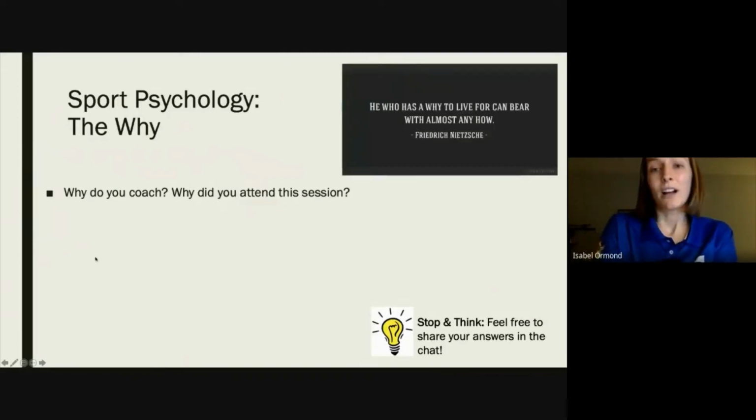Okay, so building onto this why, again, I'm going to invite you to think about why you coach and why you attended this session in the first place. Because we want to be letting people lead and learn in a safe environment. For me, I like developing this compassionate curiosity in athletes to figure out something on their own and take autonomy over what they're doing.